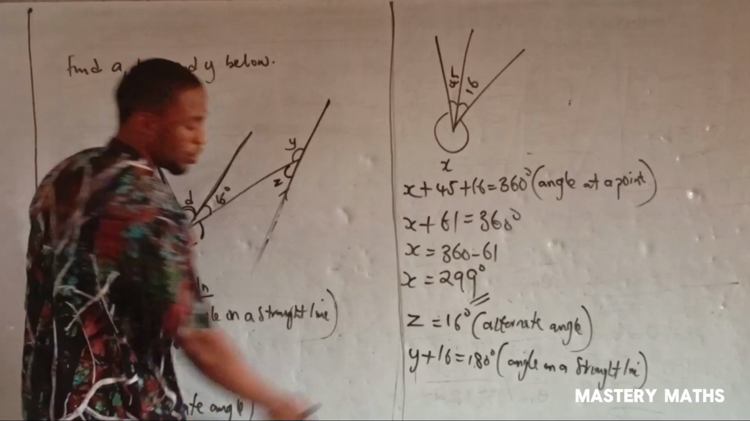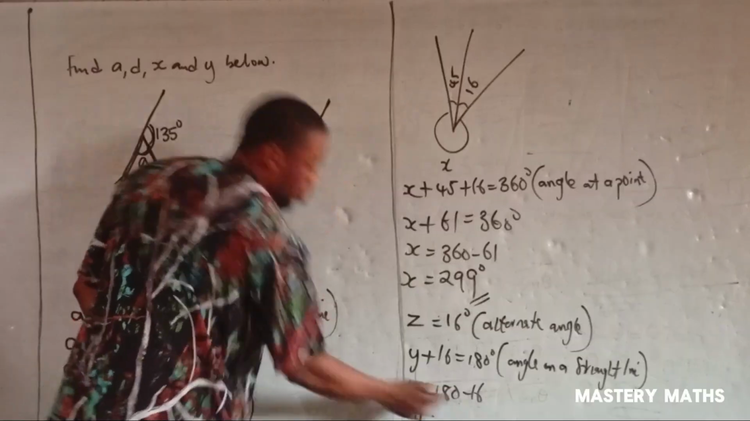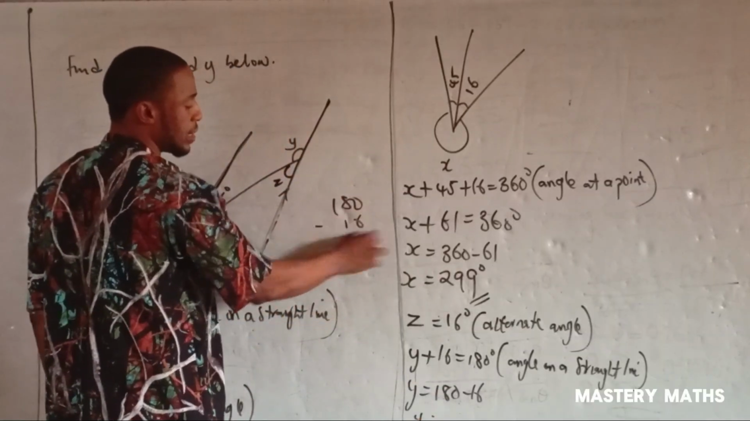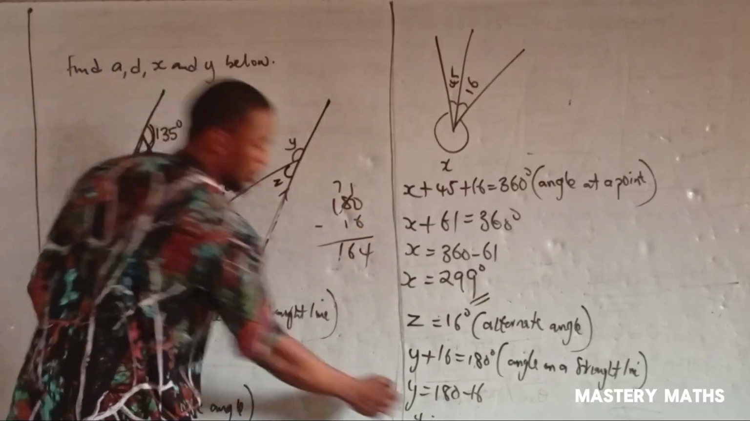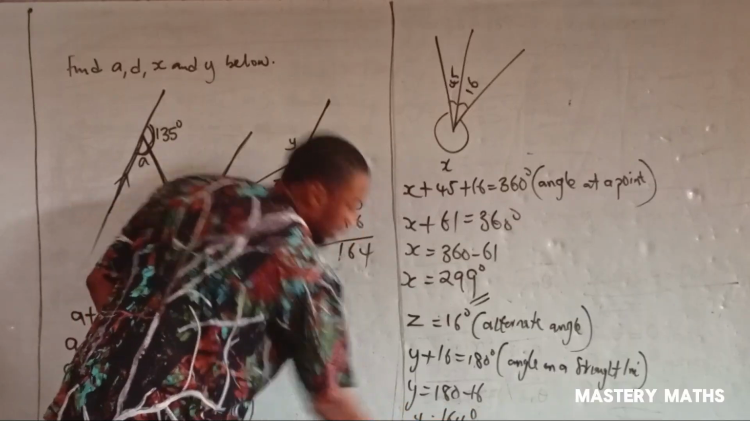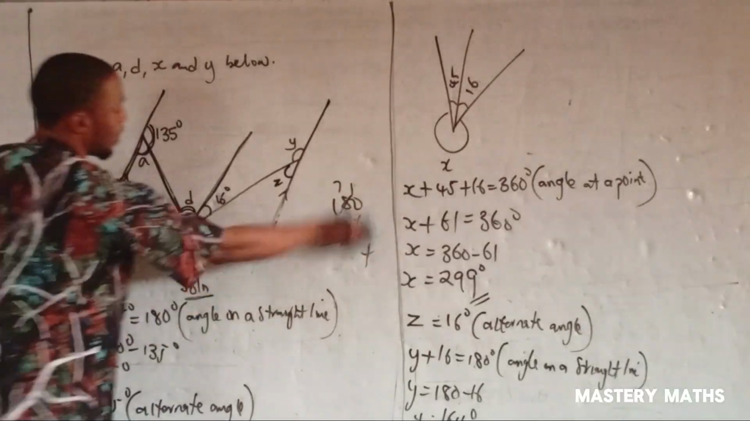So Y is equal to 180 minus 16. When you do it, 180 minus 16, here is 7, here is 1, here is 4, here is 6. So it gives you 164 degrees. That is our Y. Have you seen it now?